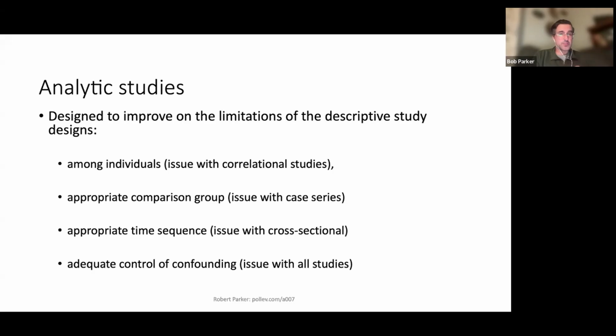So the issue with correlational studies is that analytic studies go to the individuals, not just the whole population. It has an appropriate comparison group. So that's our issue with case series where we just have one group but no comparison. It has an appropriate time sequence where maybe we measure over the course of years following patients instead of a cross-sectional study, which is just a snapshot in time. And then also analytic studies help to control confounding factors, which we'll touch on briefly here in a moment.